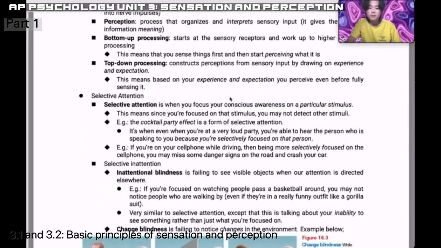Okay, so let's look at selective attention now. Selective attention is when you focus your conscious awareness on a particular stimulus. This means since you're focused on that stimulus, you may not detect other stimuli. For example, the cocktail party effect is a very famous example, and this is a form of selective attention. It's when, even at a very loud party, you're able to hear the person who is speaking to you because you're selectively focused on that person.